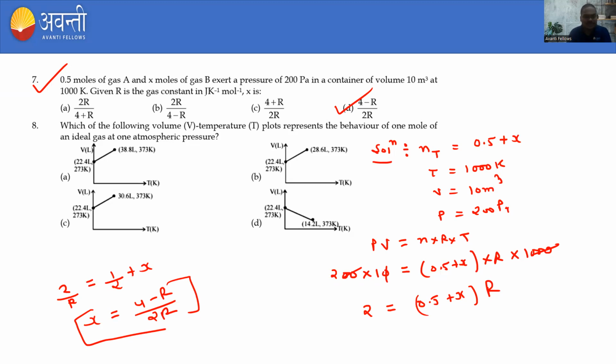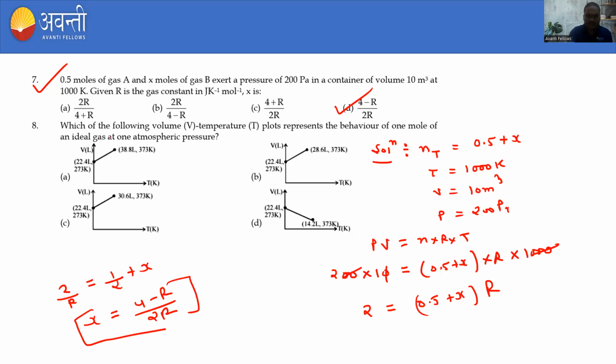In this question, they're asking which of the following volume temperature plots represents the behavior of 1 mole of an ideal gas, right? So they're asking for 1 mole of an ideal gas at 1 atmospheric pressure. So which of the following volume and temperature plots represents the behavior of 1 mole of an ideal gas at 1 atmospheric pressure? So let's solve this.